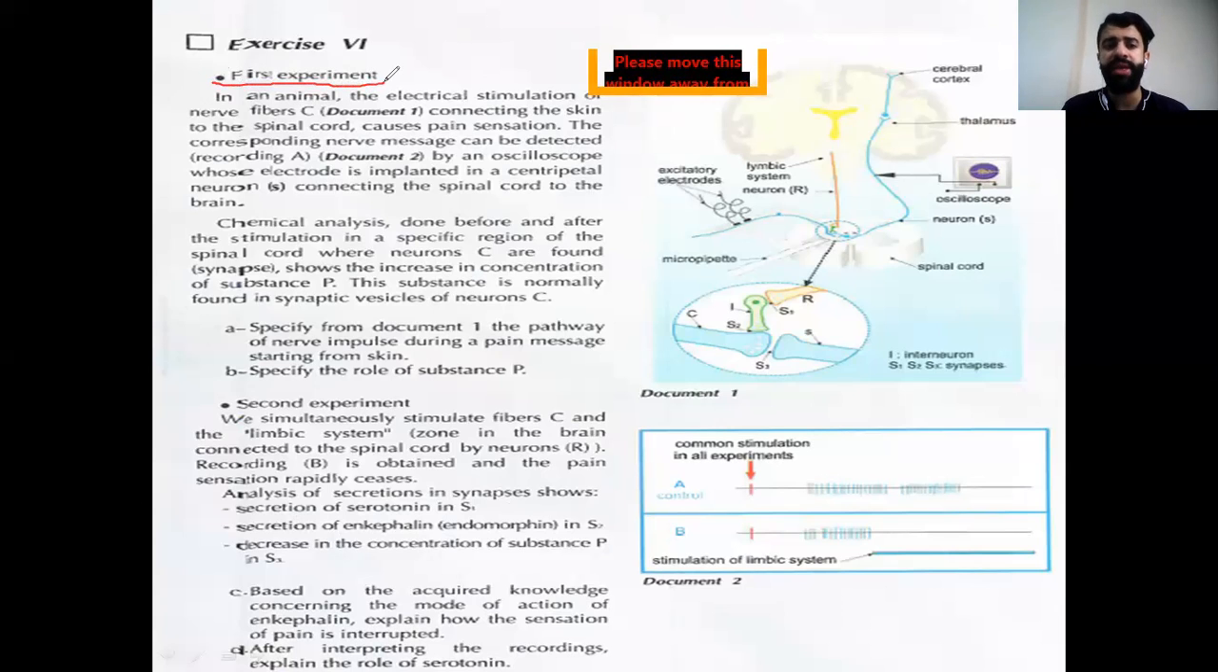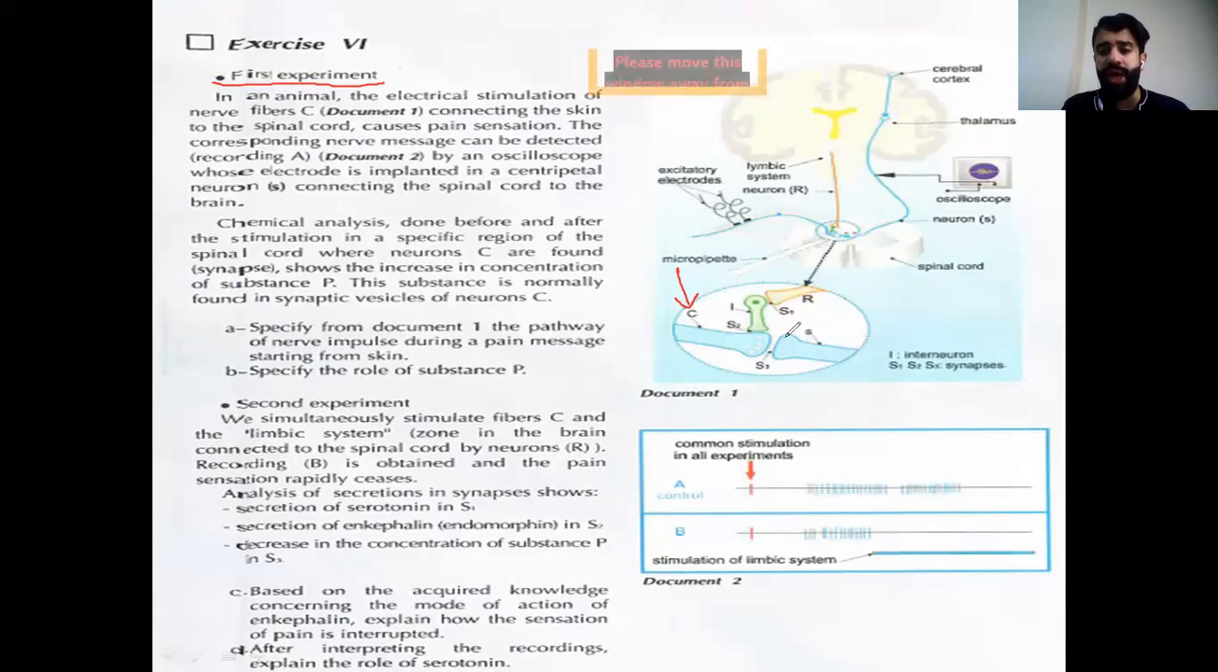What did they do? In an animal, the electric stimulation of the nerve fibers C. Where are the nerve fibers C? Here. These are the nerve fibers C in document 1. These nerve fibers C connect the skin to the spinal cord.